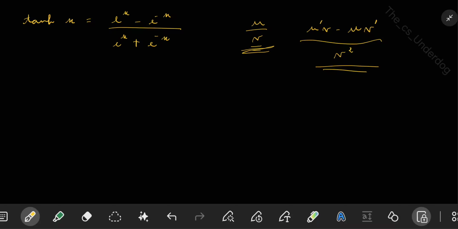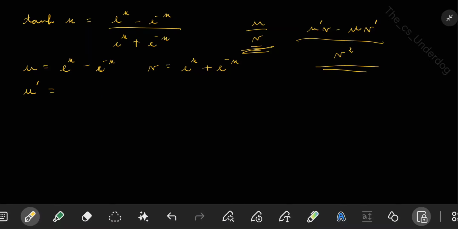This is the formula you can use in order to find the derivative whenever it is in u by v form. Okay, so what is u here? U will be the numerator, which is e power x minus e power minus x. And v is the denominator, which is e power x plus e power minus x. So this is your u, this is your v. Next step is you need u dash and v dash here. So let us find those values out. Then we'll start solving this.